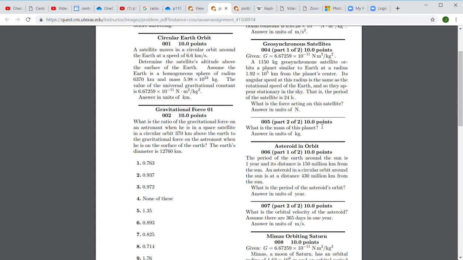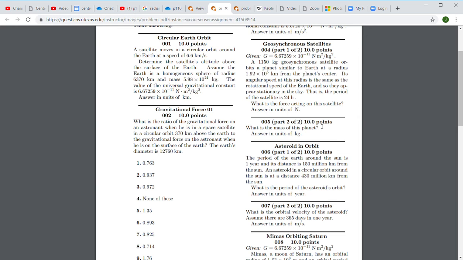Problem 4. A geosynchronous satellite orbits a planet similar to Earth at a certain radius from the planet's center. So here they're directly giving us the radius of the circular orbit. The angular speed at this radius is the same as the rotational speed of Earth, so they appear stationary in the sky. That means the period of the satellite is 24 hours. What's the force acting on the satellite?